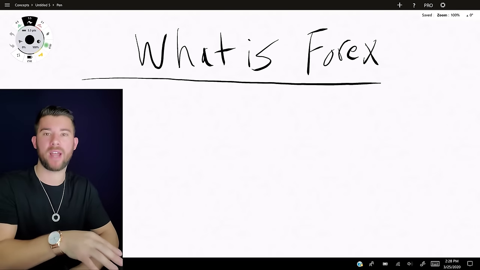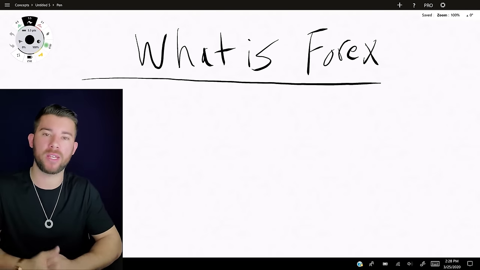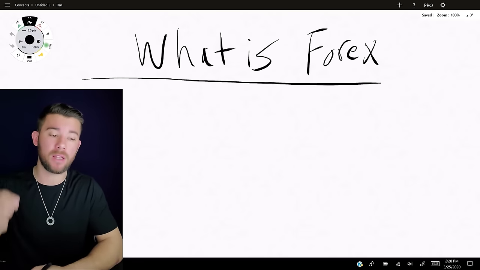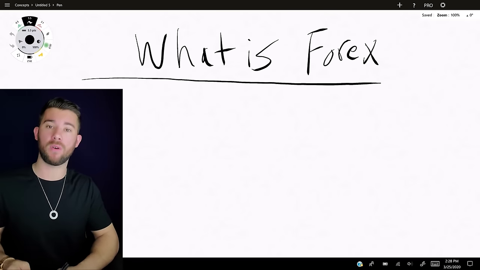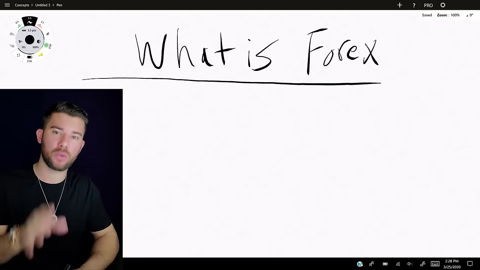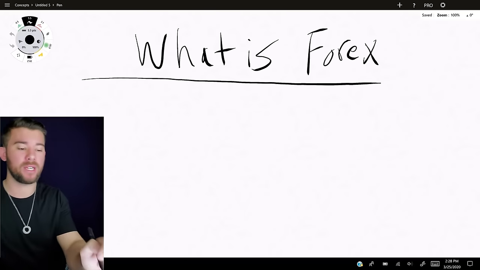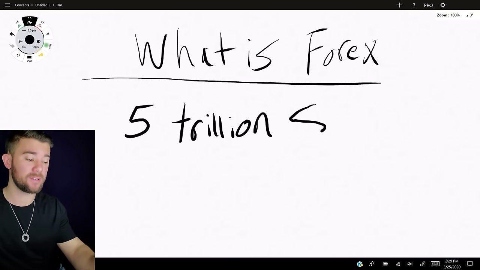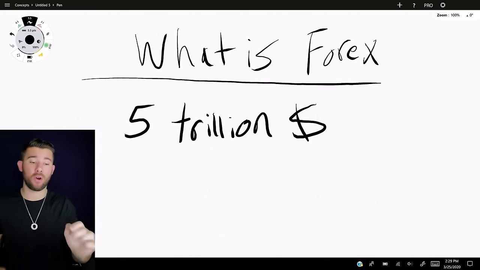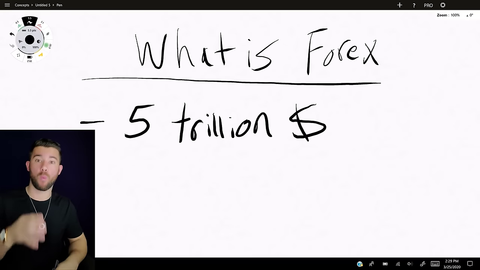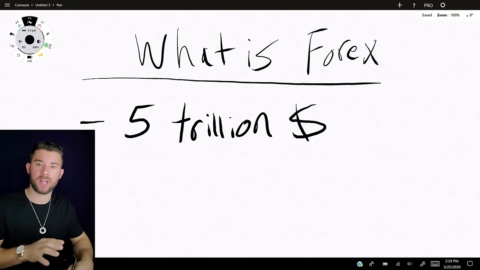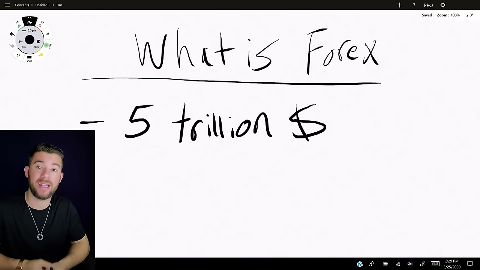So, Forex is actually the largest market in the world. And what does that mean? How big do you have to be the largest market in the world? Well, on an average trading day, the Forex market trades $5 trillion with a T dollars. That is a large amount of movement for one trading day. $5 trillion, that's insane. So that's why the Forex market is the largest market in the world.